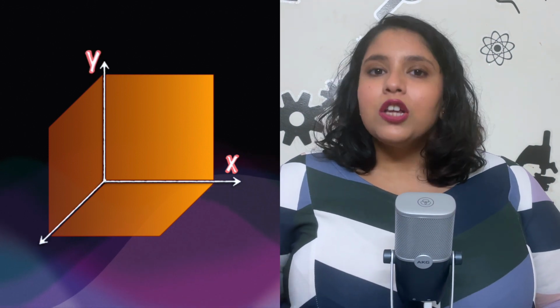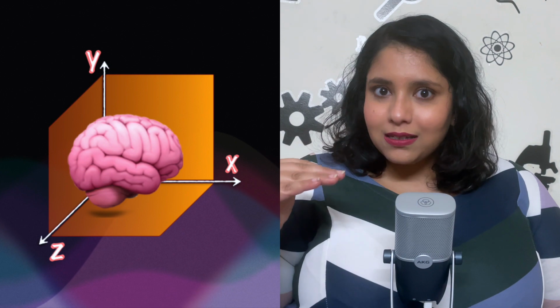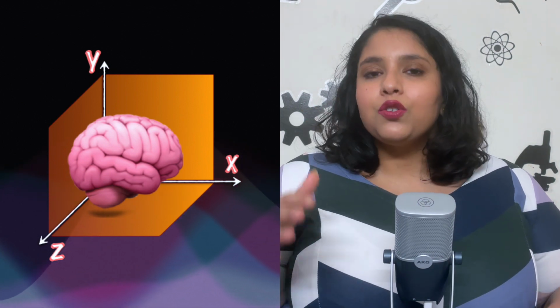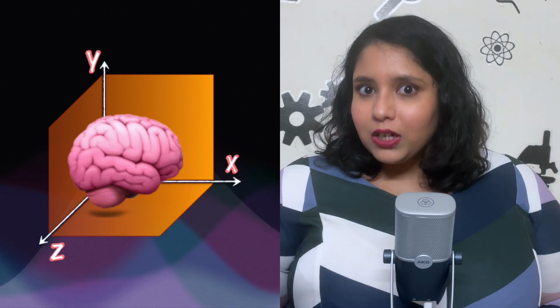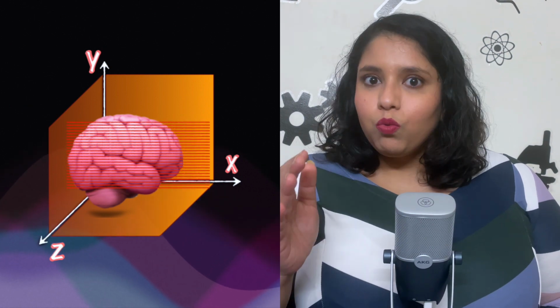We study all three-dimensional structures along three axes, that is x, y and z axis. Similarly, we study the brain by taking its slices or sections in three directions, and this system is used for imaging like CT scan and MRI, and also in a dissection hall. So let's study what these three planes are along which we take the sections.